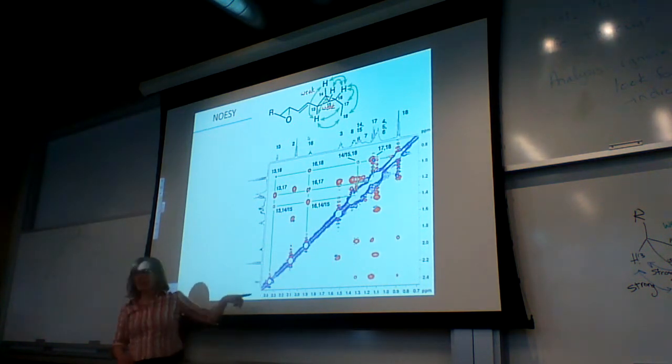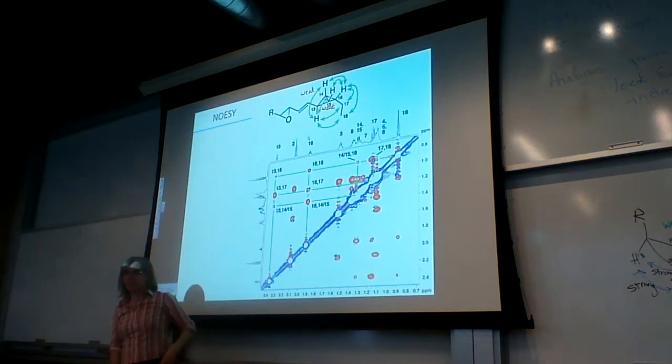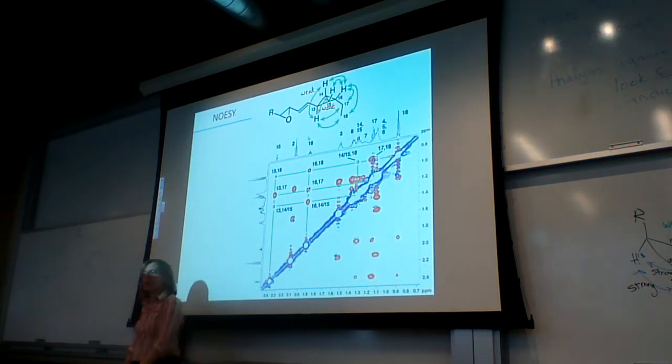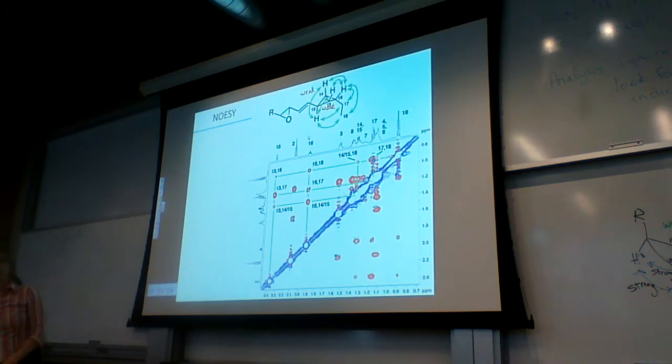This is actually a phase-sensitive NOESY. And in this case, the blue is a negative peak, so that's one that you would ignore. And the red are the ones that we want to focus on. So it would depend on whether you did an absolute value or a phase-sensitive one. I don't want to get into that too much.